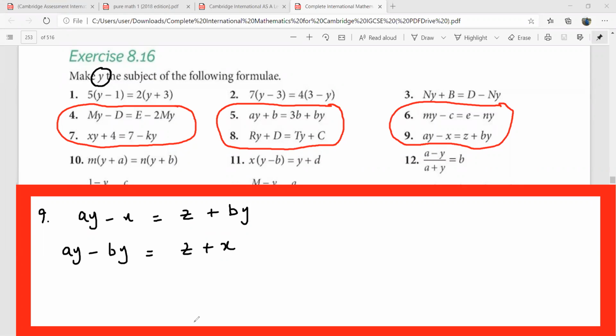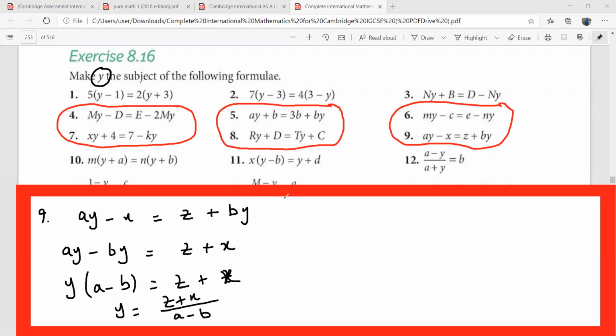Ayan or Huzaifa or Malaika or Samiha, what should we do now since we want to make this y the subject? Yes, you will take this y as common. This is y into a minus b, that is equal to z plus x. So this y is going to be z plus x over a minus b. Okay?